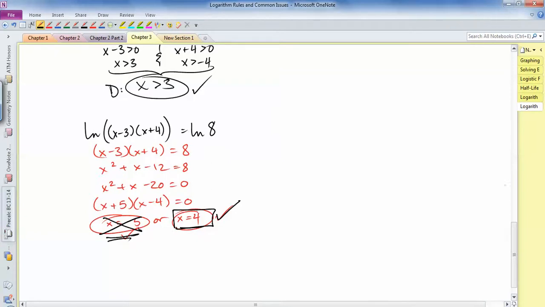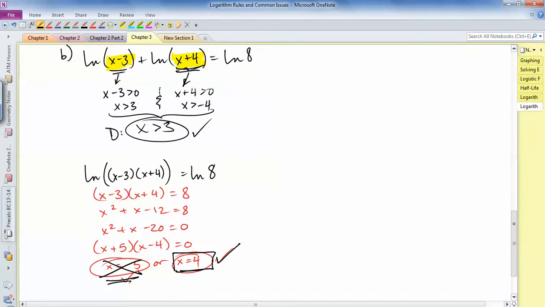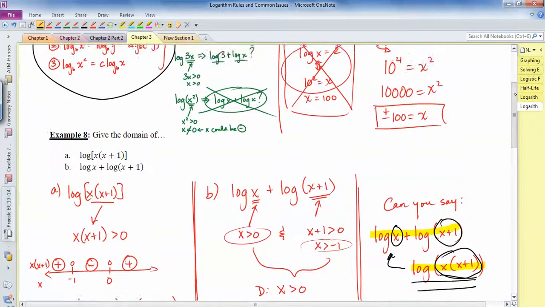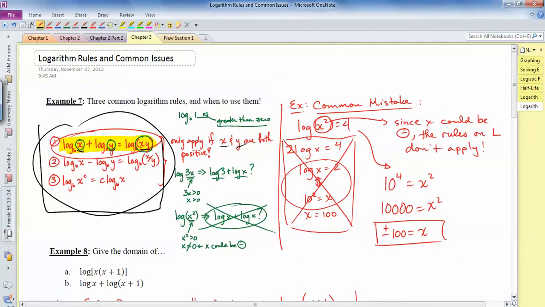Okay. So hopefully that makes sense. It sort of gives you an idea of what pitfalls to try to avoid when using these 3 rules right here. And always remember this idea: x and y both positive, then you're allowed to apply those rules. Okay, hope that helps.